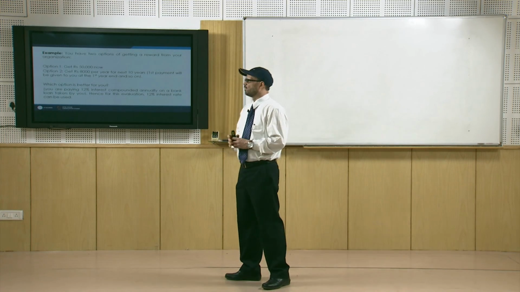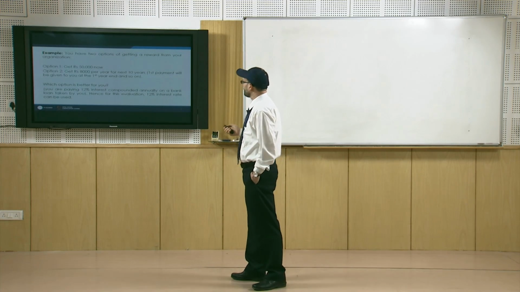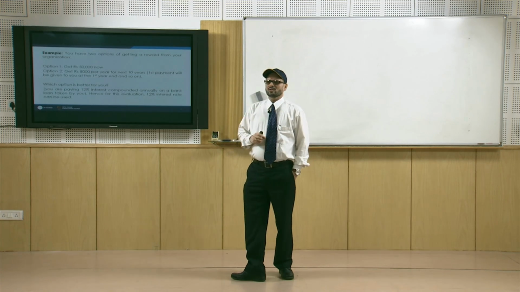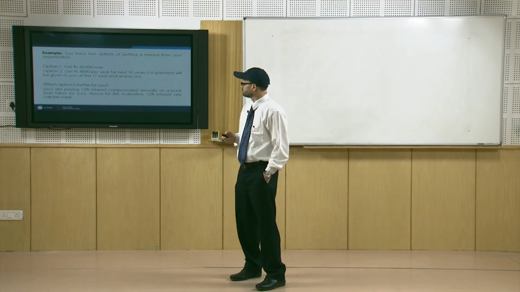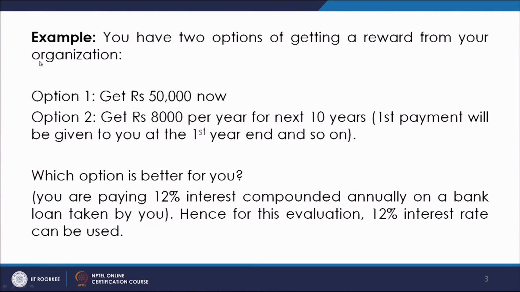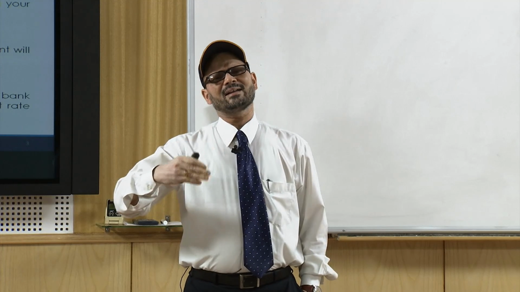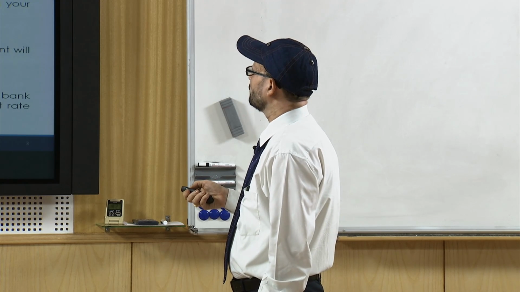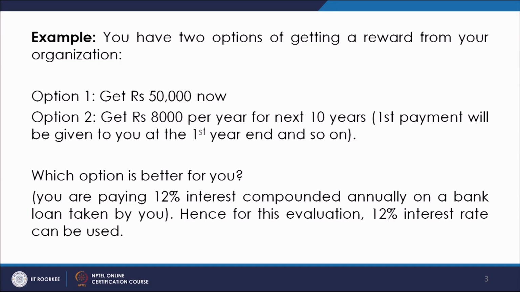Now, let us see one example where you are given an option of getting a reward from your organization. The organization gives you two options. One is that you get rupees 50,000 now. Another option is that you get rupees 8,000 per year for the next 10 years. Every year the payment will be made at the end of the year. So, in this case, you are basically getting 80,000, but over the next 10 years.